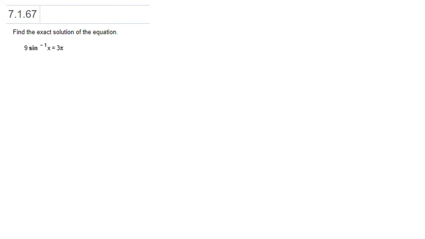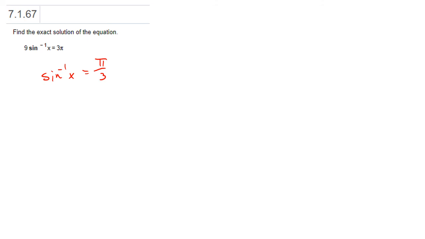All right, let's take a look at this expression now. We want to solve this for x. So first we're going to divide out the 9. That's a pretty immediate thing to do. The arcsine of x should equal pi over 3 once we divide 3 pi over 9. So how do I solve this for x?